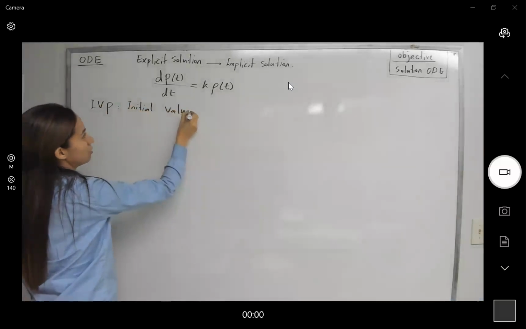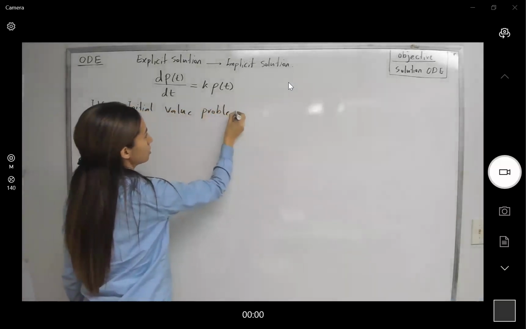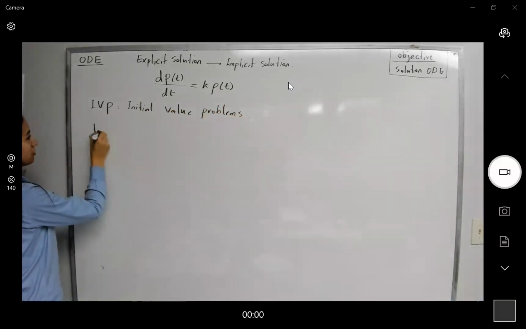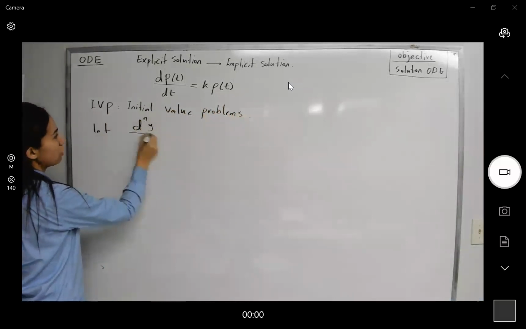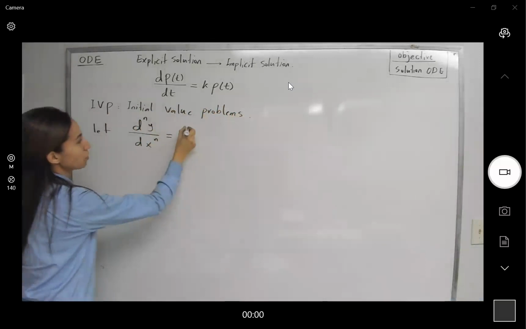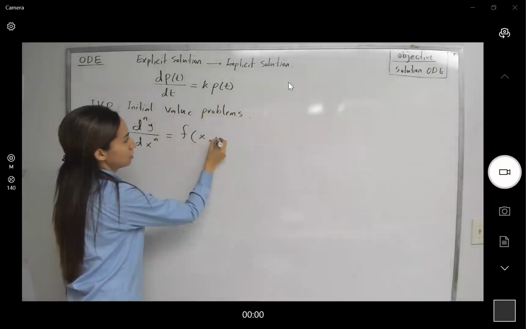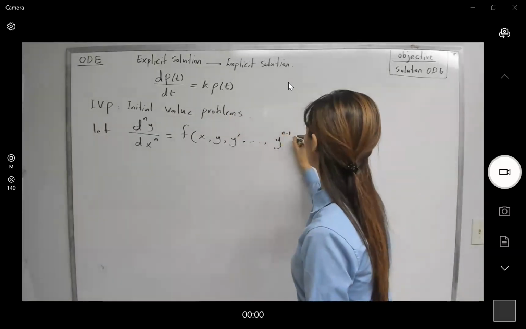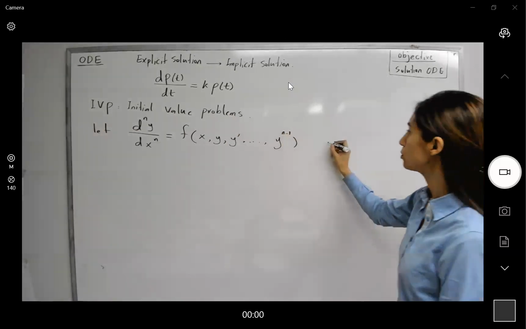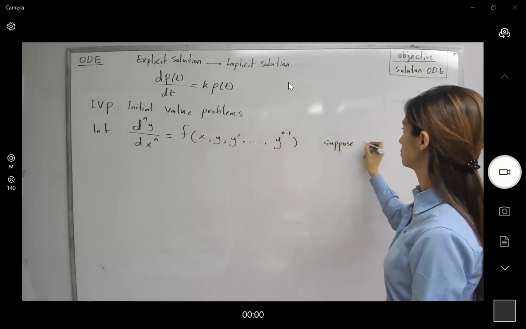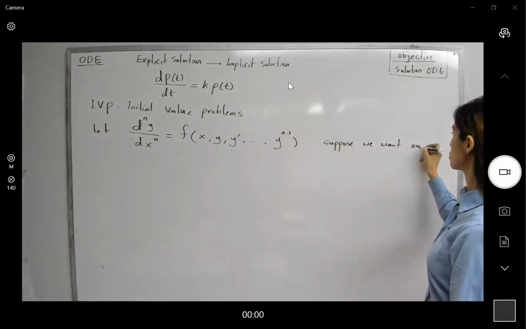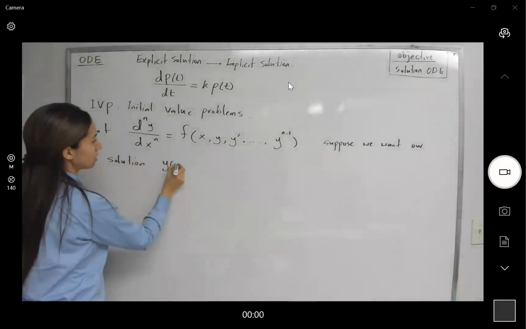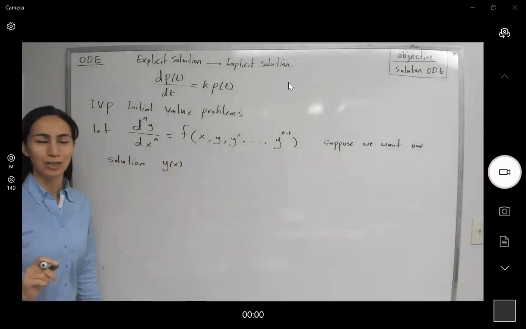Initial value problems. What's the meaning of that? It means that suppose you have a differential equation, let the nth derivative of y with respect to x be equal to a function f of x, y and the n minus 1 derivatives of y, is given to us. And suppose we want our solution y of x to satisfy some initial conditions.